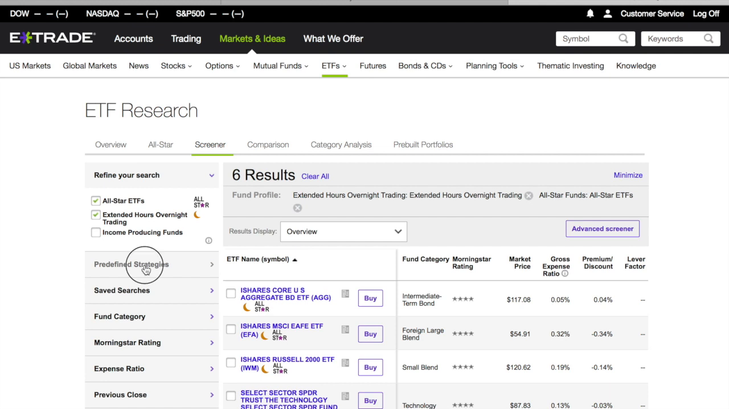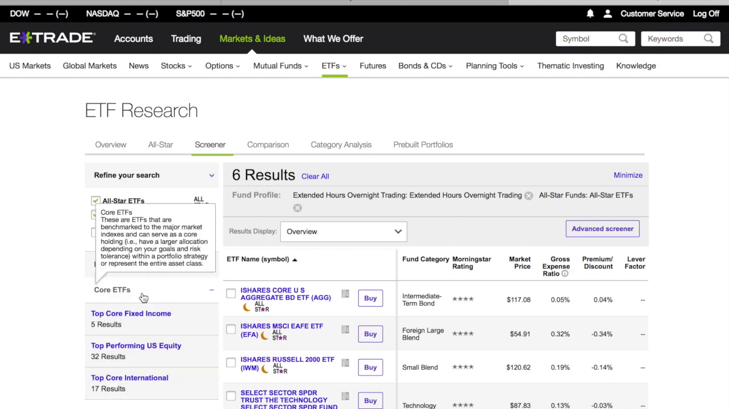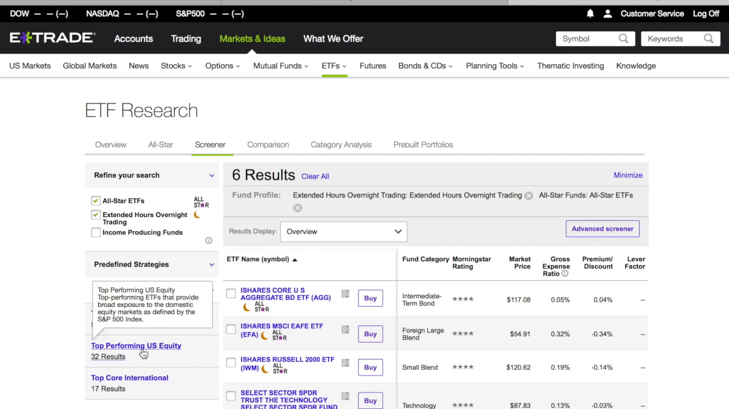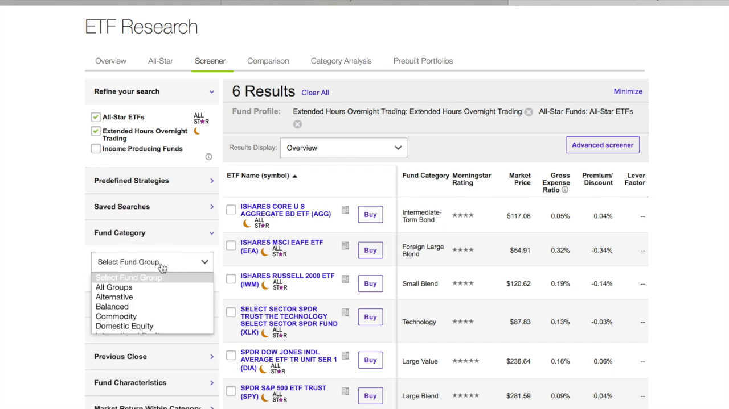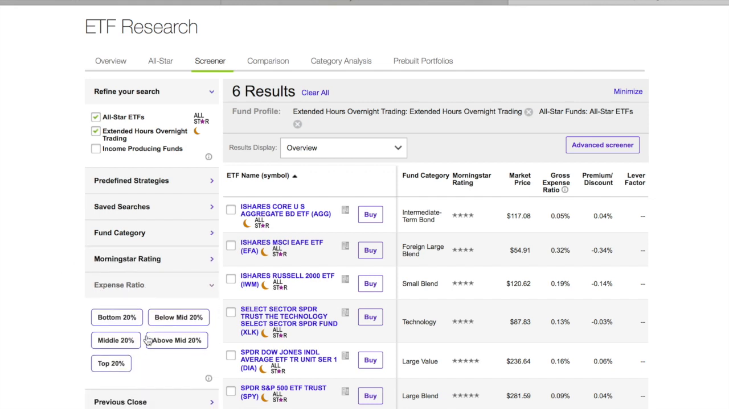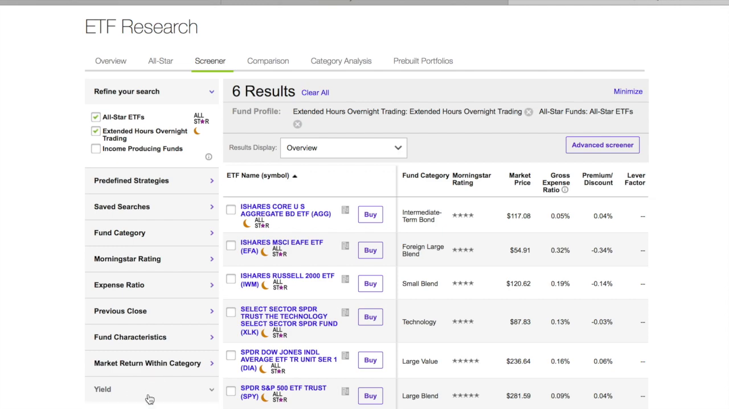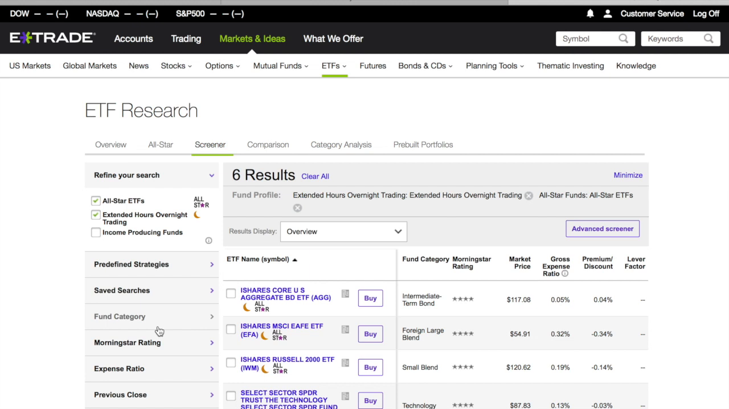You can look up predefined strategies, if you're looking for core fixed income, top performing U.S. equities, top core international. Fund category: if you're looking for a particular category or group, like balanced domestic, municipal bonds, taxable bonds, you can look at it that way. Expense ratio: you want to look at the top 20% or the bottom. Expense ratio is how much you're paying for it. The yield is how much in dividends you may want to make. So you can click on all of these things to help your search.